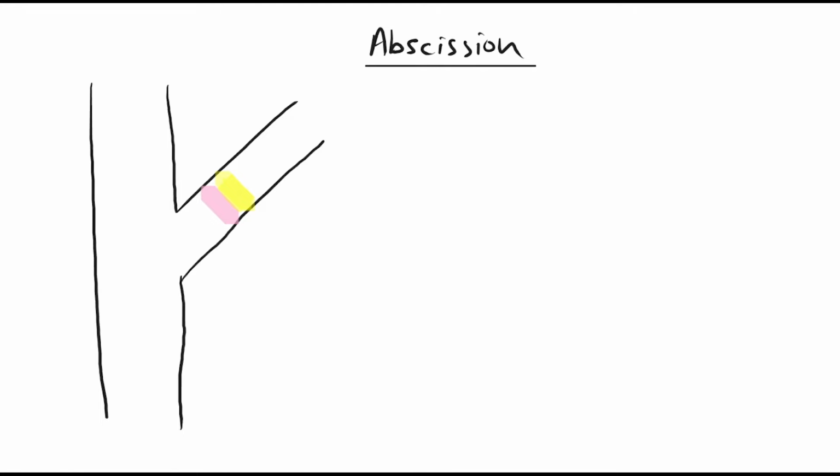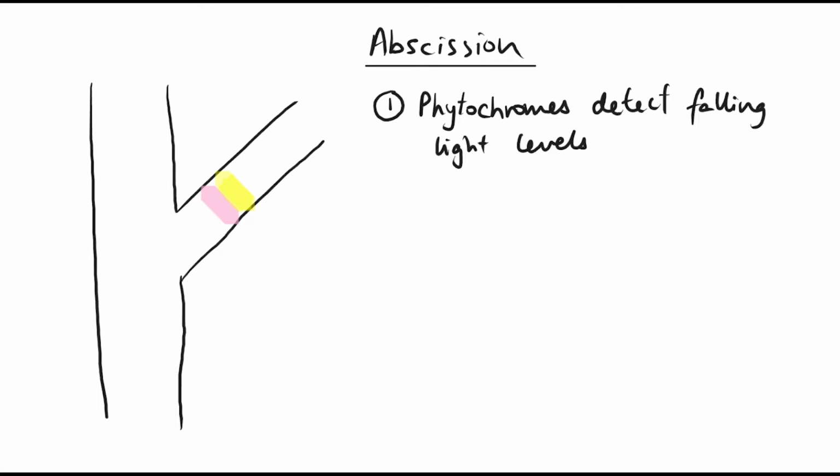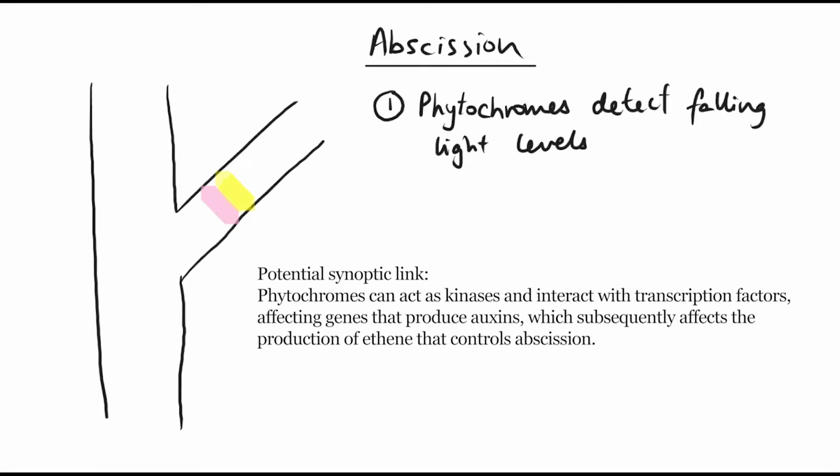of the leaf stalk. The first thing is there must be something that is detecting the change in the daylight. So the first thing that happens is a particular light receptor called phytochromes. Phytochromes are light receptors like the ones that you see in your eyes. They control seed germination, flowering, and obviously, as we can see here, abscission. There is research that shows that an active phytochrome can act as kinases and interact with transcription factors.